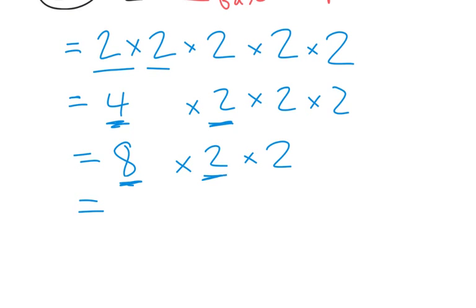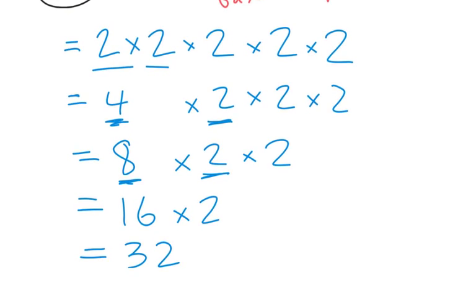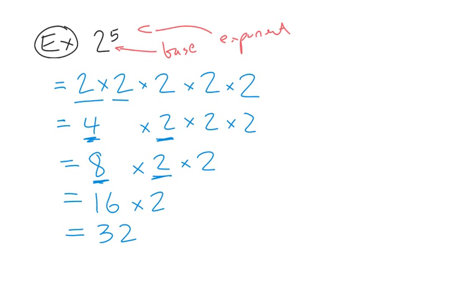8 times 2 is 16. That multiplied by 2 just tags along. And finally, 16 times 2 is 32. And let me just scroll out so you can see all the work.